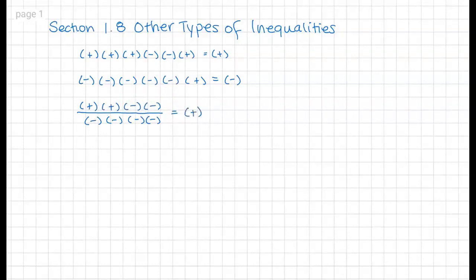So the idea of what we're going to do today is all about this. Knowing that when you multiply or divide an even number of negatives, your answer is positive. And if you multiply or divide an odd number of negatives, your answer is negative.